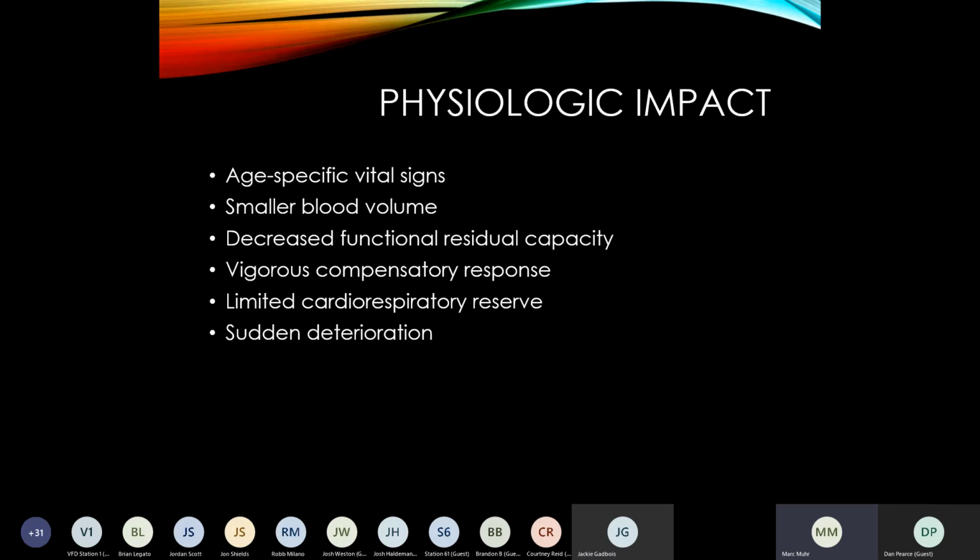So for kids that have sustained a significant mechanism, you have to have a heightened suspicion, even if they appear relatively hemodynamically stable. Be prepared for them to deteriorate.